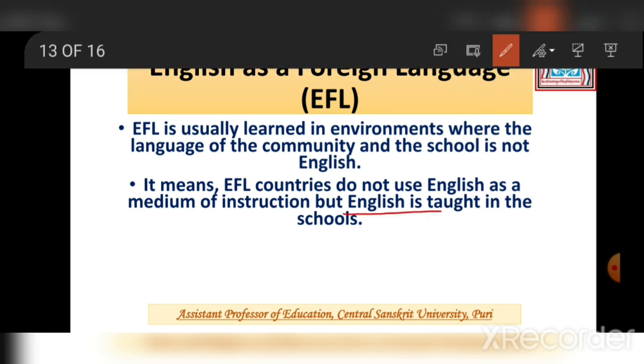In EFL countries, English is not the medium of instruction, but English is taught as a subject, like in China. In China, you will see that the medium of instruction will be Mandarin, the Chinese language, but English will be taught as a subject. So in an EFL country, English will not be the language of the community, and English will not be the language of the school.